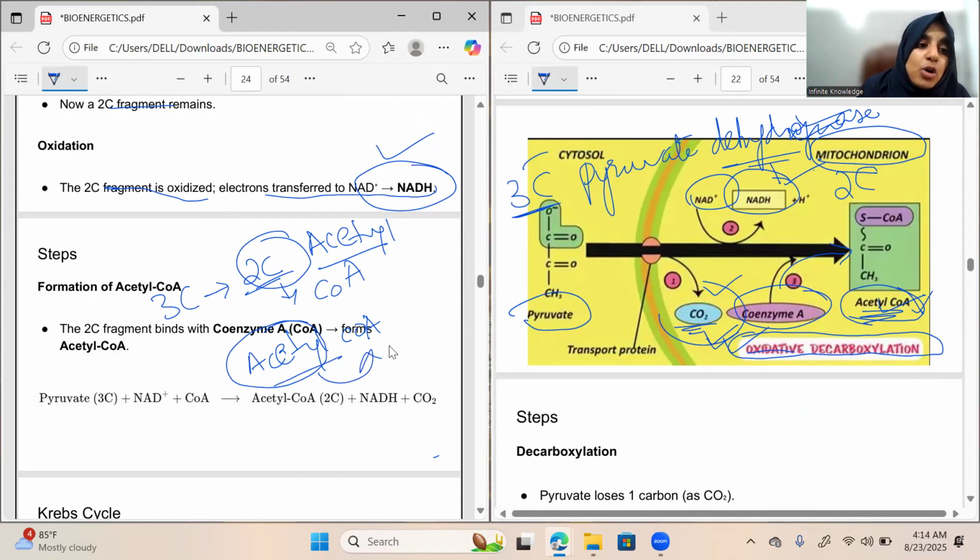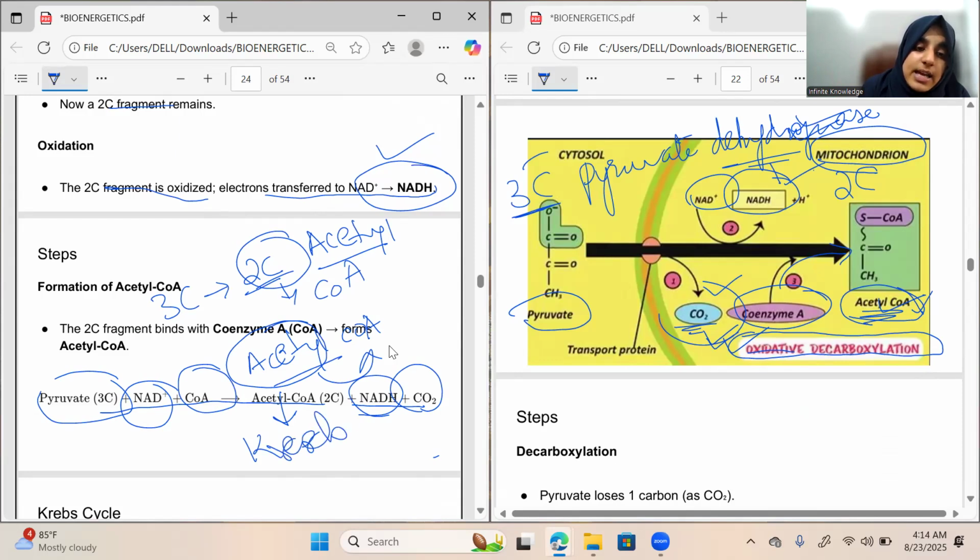This is the whole overall reaction. Pyruvate plus NAD positive plus coenzyme A forms NADH plus carbon dioxide and acetyl-CoA. This will be used for the Krebs cycle, which we are going to study right now.